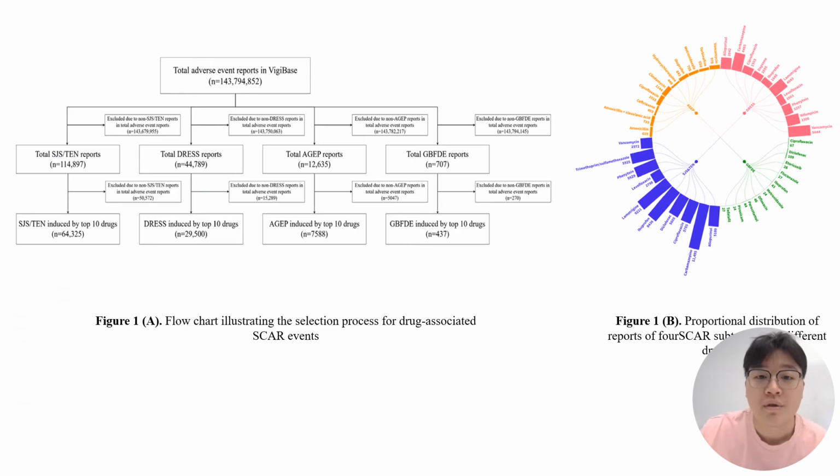The figure on the left is a flow chart illustrating the selection process for drug-associated SCAR events divided into four categories. As you can see, SJS/TEN has the highest number of adverse event reports with 64,325 reports. The figure on the right, named proportional distribution of reports of four SCAR subtypes with different drugs, shows the number of individual reports for the top 10 drugs associated with each of the four SCAR subtypes.